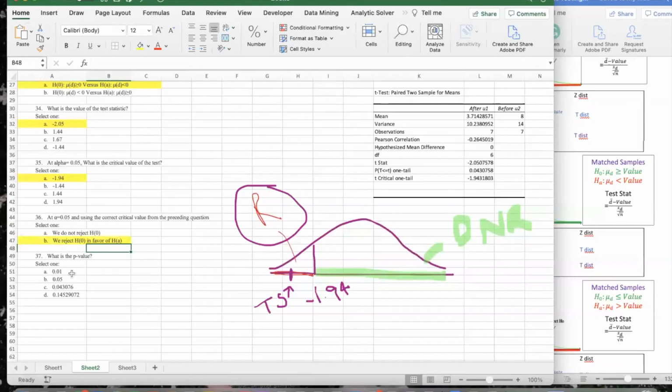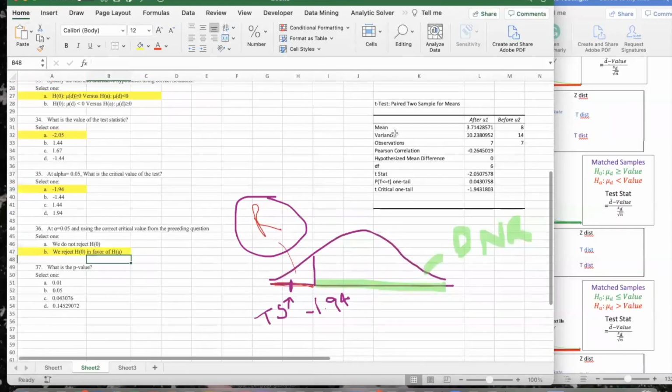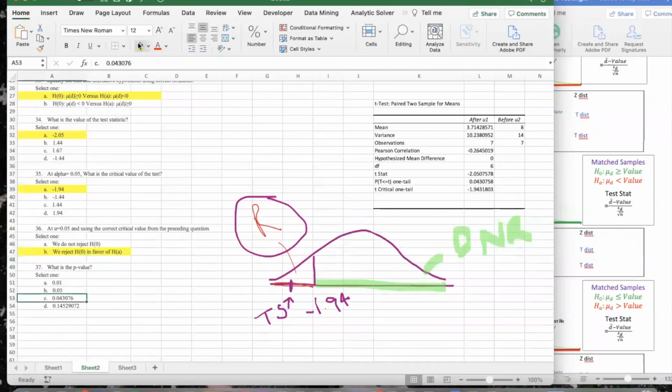Number 37 is asking what is the p-value? So we can just easily identify that right here, 0.043. So our answer is C. And that's how you do this problem. Fairly easy.